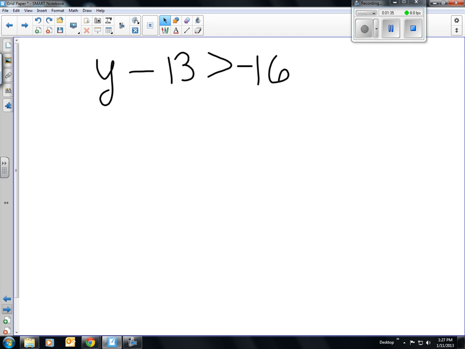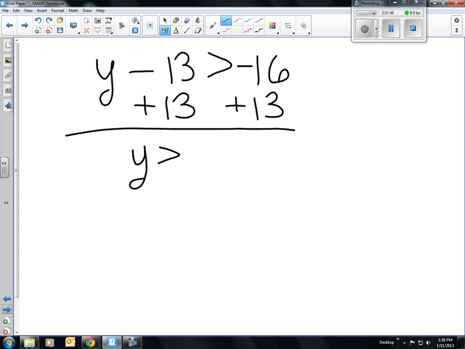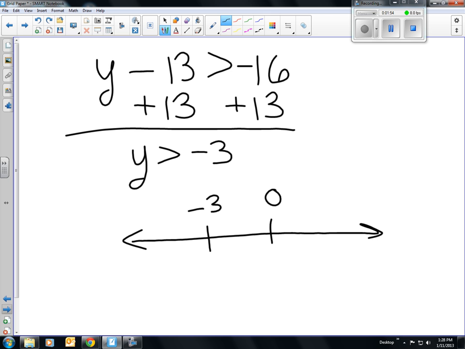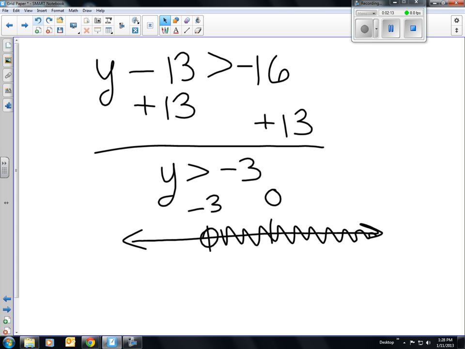Another kind of inequality you might see would be this one, where you have y minus 13 is greater than negative 16. So here you would want to start by adding 13 to both sides, and you'll get y is greater than negative 3. And in this case, when you want to graph that solution, we still have the 0, and we have negative 3. But here we want to have an open dot at negative 3, indicating that negative 3 is not actually a solution to this inequality. In fact, all the values that are solutions have to be greater than negative 3, so that means we need to shade to the right.